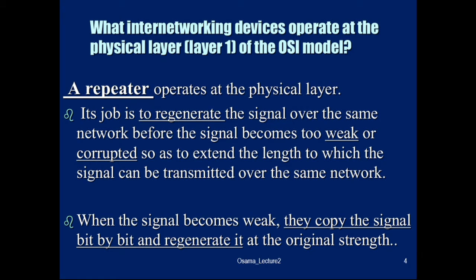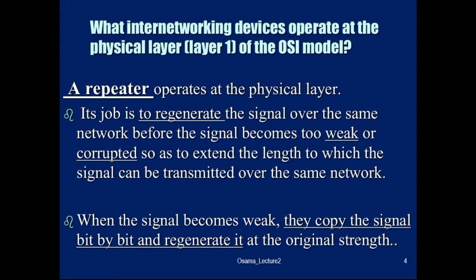Over a long way, before this signal becomes weak or corrupt, we need to regenerate it, to return this signal to being strong, to continue transmitting it. So we use a repeater to regenerate the signal, or transfer the signal from weak to strong. Before the signal becomes weak or corrupt, we need to regenerate the signal.